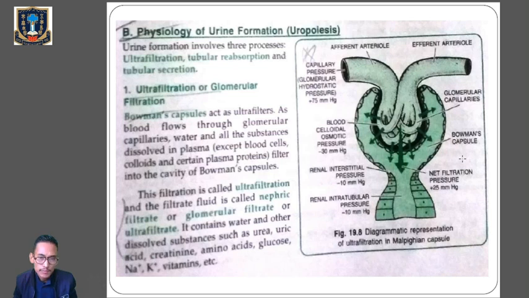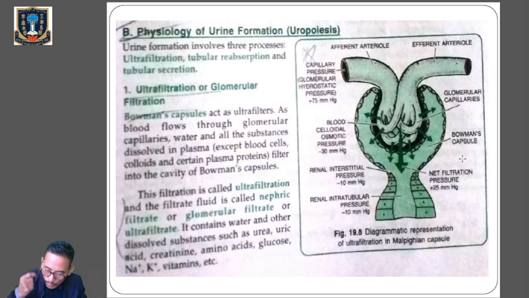There will be the process of ultrafiltration, and the filtrate is called the nephric filtrate. Whenever the blood flows through the glomerular capillary wall, the substances dissolved in the plasma are filtered into the cavity of Bowman's capsule. The filtrate is called the nephric filtrate, glomerular filtrate, or ultrafiltrate. It contains water and dissolved substances like urea, uric acid, creatinine, amino acids, glucose, sodium ions, potassium ions, and vitamins.